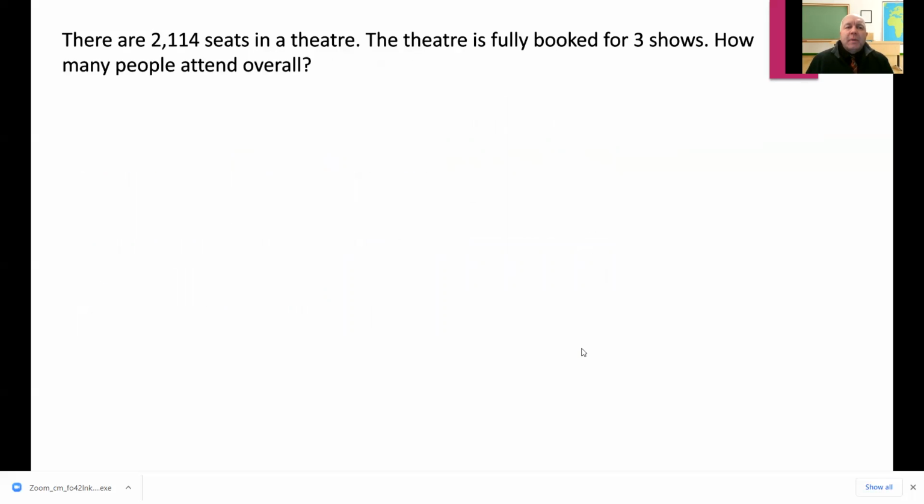Okay, here's one to think about. There are 2,114 seats in a theatre. The theatre is fully booked for 3 shows. How many people attend overall? That's how many people will go to the theatre altogether over the 3 nights. Pause the video, have a think, try and work it through yourself.